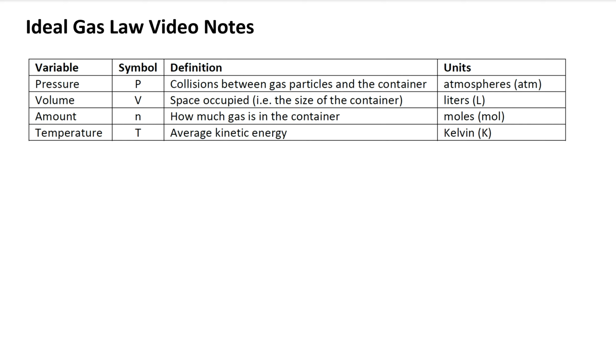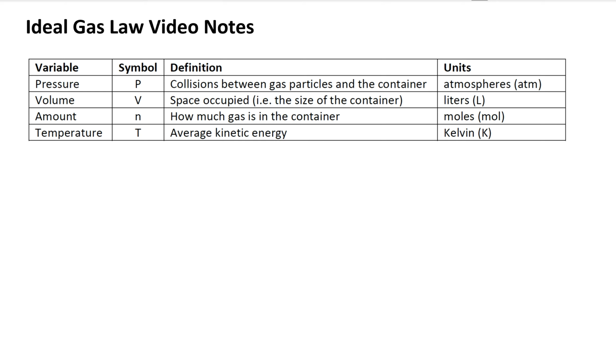So now take a moment to copy down this chart summarizing those four variables of a gas sample. You have pressure, volume, the amount, and temperature. One thing I do want to point out to you are the units that we use to measure each one of these variables. Pressure, we're going to measure in atmospheres, abbreviated ATM. Volume is going to be measured in liters. The amount, or how much gas you're putting into the container, we're going to be measuring that in moles. And then finally, temperature is going to be measured in Kelvin.